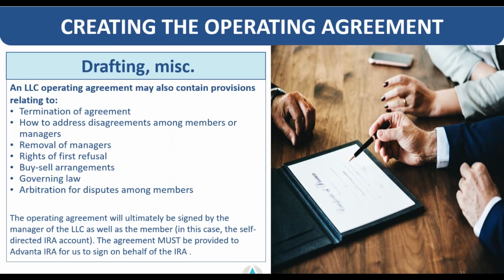A few other things. The operating agreements can also include termination of the agreement, and how to address disagreements among members and managers. Typically, since an IRA can't speak, you're not going to have an argument between the manager and the member. But let's say you no longer want to manage the LLC and you get someone else to do it. It's important to have some forethought to say, if I have a disagreement with someone, how does this get fleshed out? You detail it in the operating agreement. It can also cover how to remove managers, rights of first refusal, buying and selling, which governing law is going to apply to the LLC, and arbitration clauses as well. So again, these are just some of the high level things that can be included in an operating agreement.